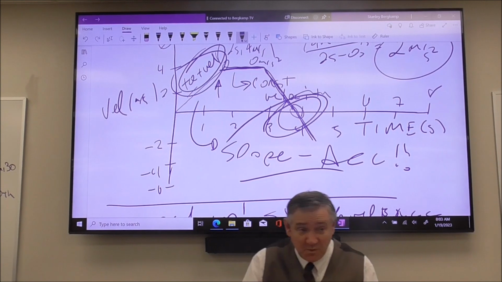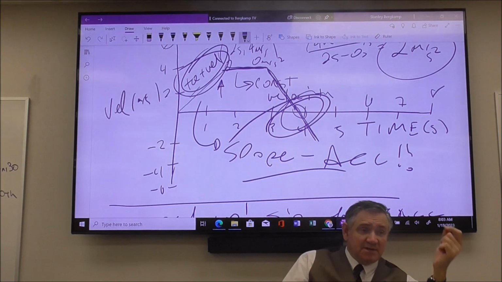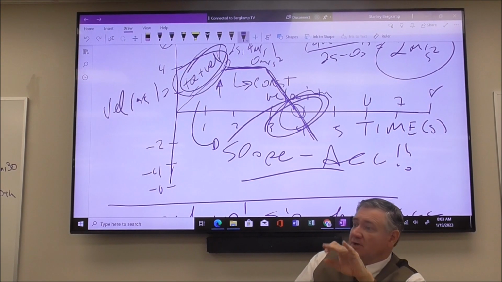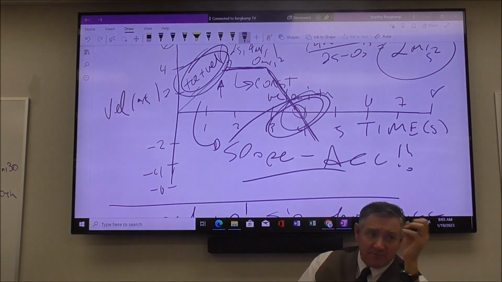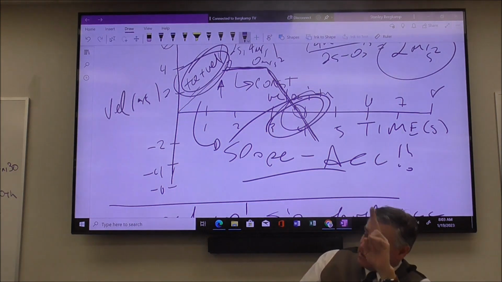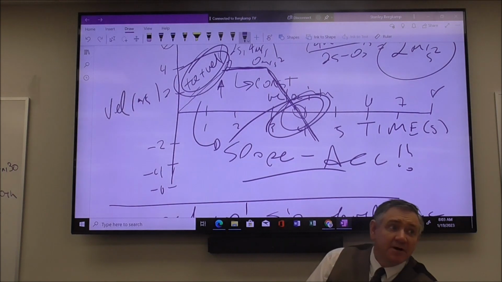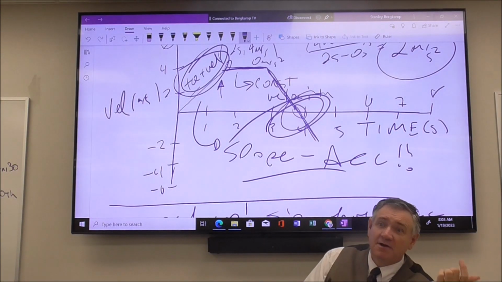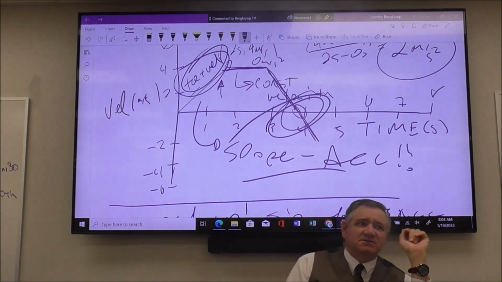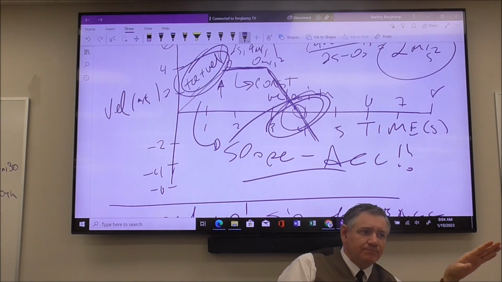So this is one of the things I want you to get out of your minds: the idea that negative acceleration always means that you slow down. No, bad, horrible, stop. The only time you're going to slow down with negative acceleration is if you have positive velocity, because then they would have opposite signs. But in this situation, I'm going to speed up with negative acceleration because I have negative velocity. So no, negative acceleration does not always mean you slow down.